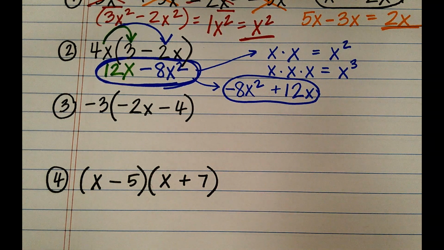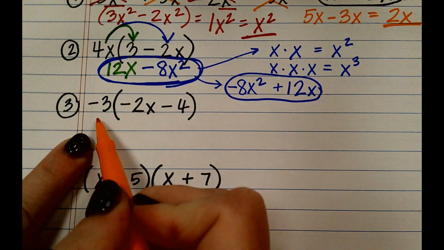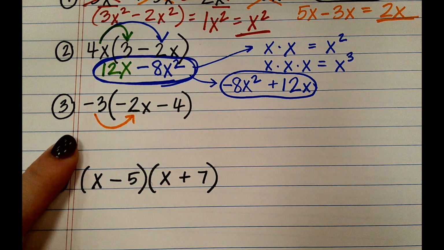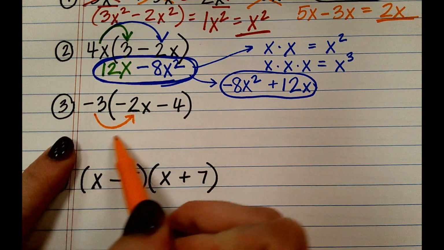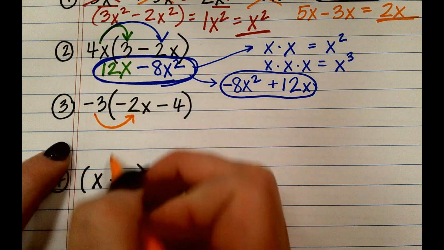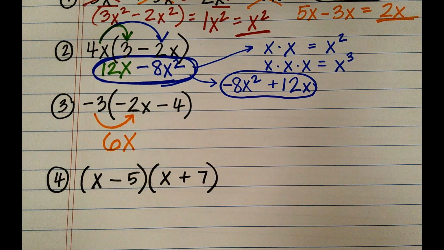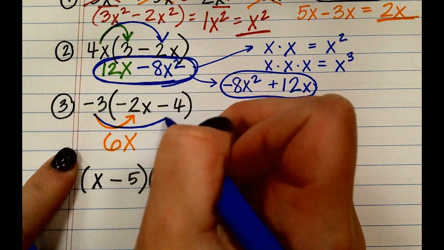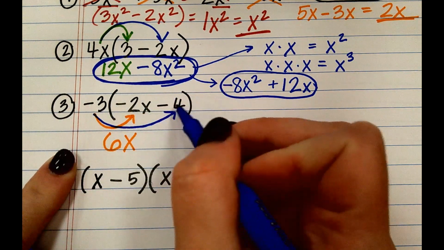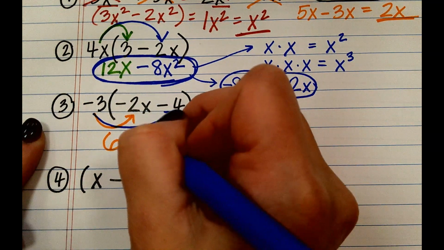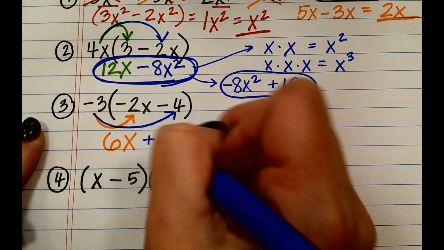Jessica. You distribute your negative 3 into your negative 2x, times it. You get 6x. Yes, negative 3 times negative 2x. Those negatives cancel. We get positive 6x. And then you take negative 3 times negative 4. You get positive 12. Yes, negative 3 times negative 4. Again, negatives cancel. We get positive 12.